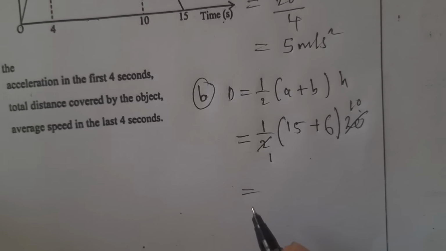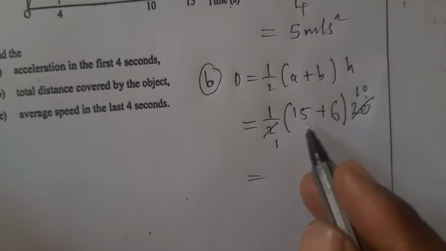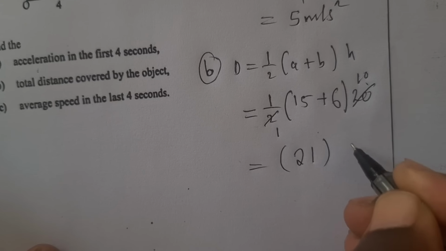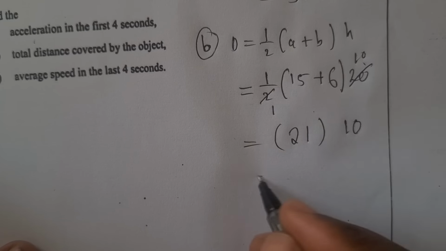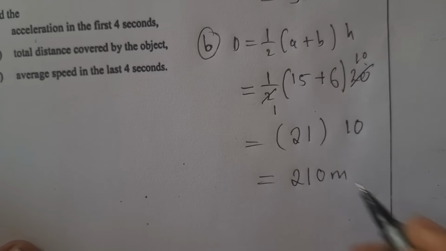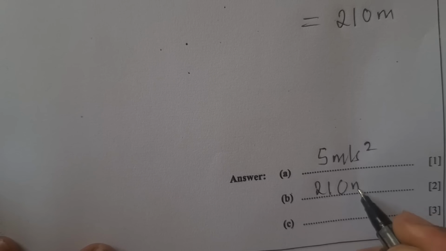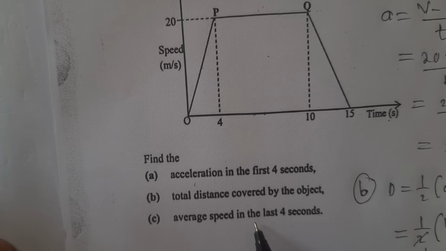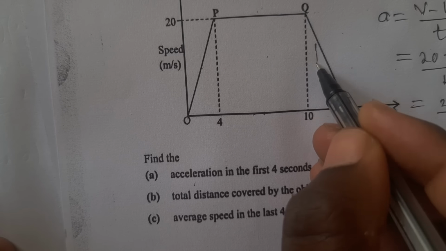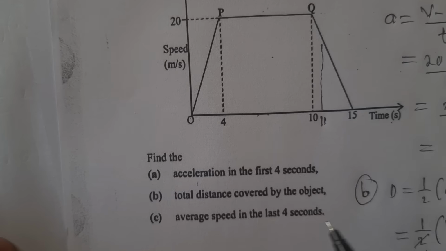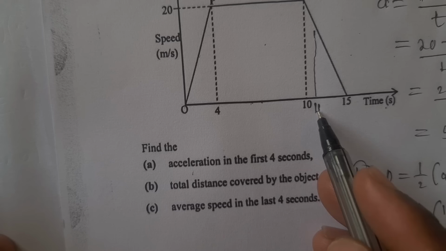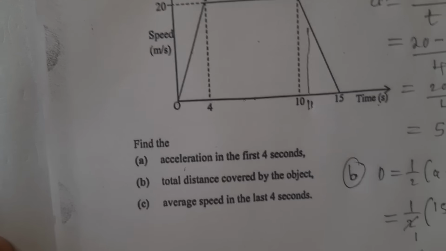So when we simplify further, we add in here, we're getting 21. So 21 inside the brackets and the 10 here. This is multiplication. It's giving us 210 meters. So 210 meters. Okay. The last part of this question, they are saying average speed in the last 4 seconds. So last 4 seconds, it will be from 11. Because between 10 and 15, we've got 5 seconds. Between 11 and 15, we've got 4 seconds.